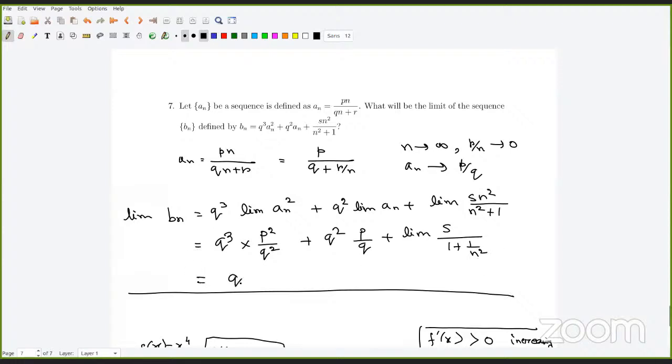So what do we get here? Q p square plus QP PQ plus S. So this is the limit of Bn. Right, so that's what you have to find here.